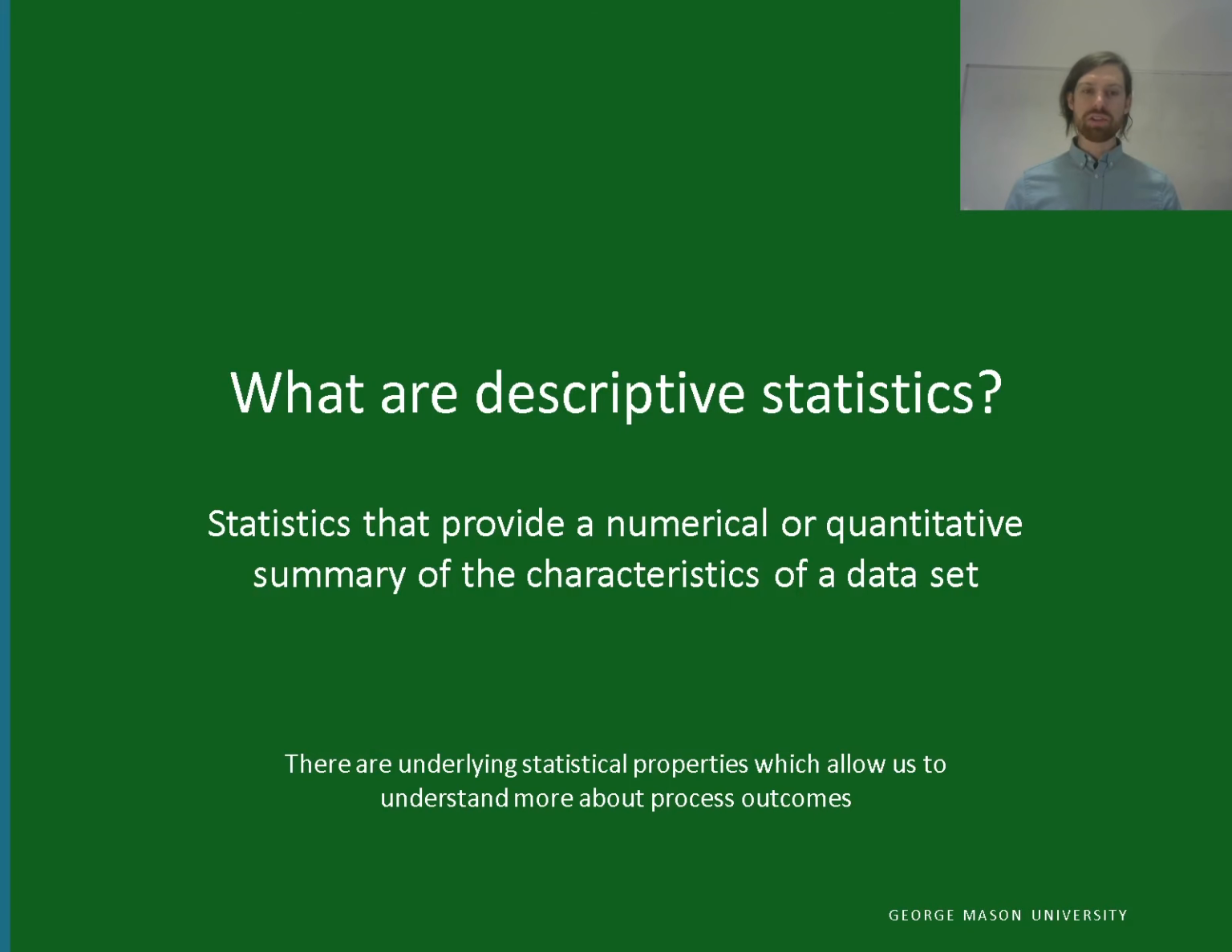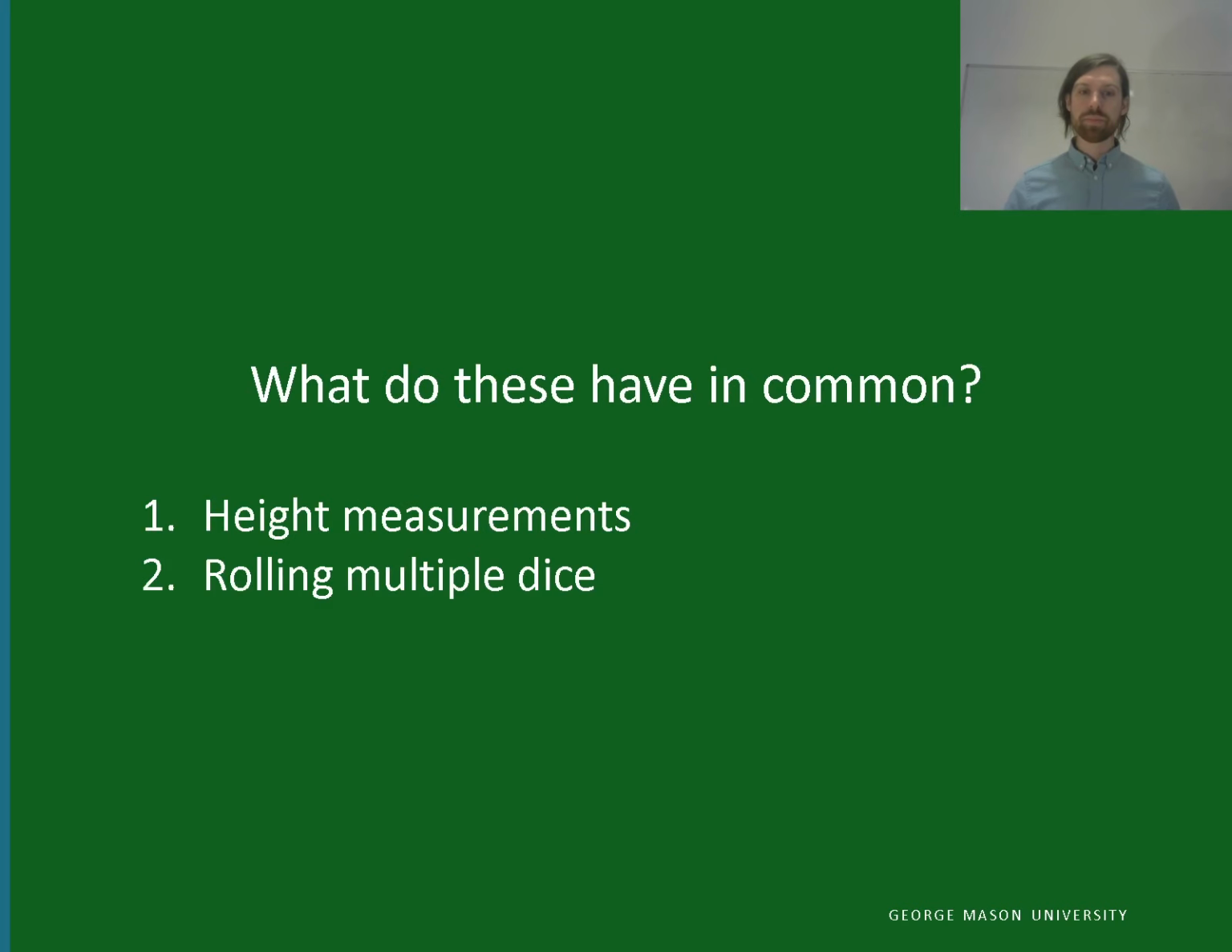So what are descriptive statistics? Essentially, these are the types of statistics that provide a numerical or quantitative summary for a data set, covering the different characteristics that the data may have. There are underlying statistical properties which allow us to understand more about how processes take place. In this case, we're going to be talking a lot about distributions, variation within data, things like this.